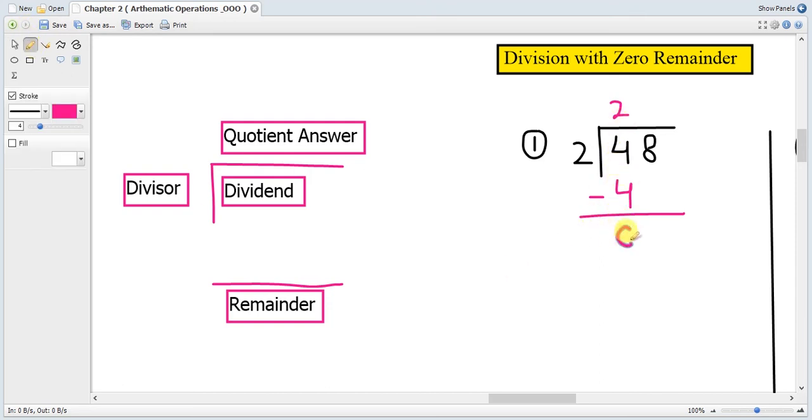So 4 take away 4 is 0. Now the next digit is 8. Shift that digit down. Now we have to count the times table of 2 up till 8 or less than 8. So that will give us 4 times 2 is 8. Now again we have to take away. So 8 take away 8 is 0. So this is our remainder. So in this particular question our remainder is 0 and 24 is our quotient or our answer, right? I hope you have got the concept.